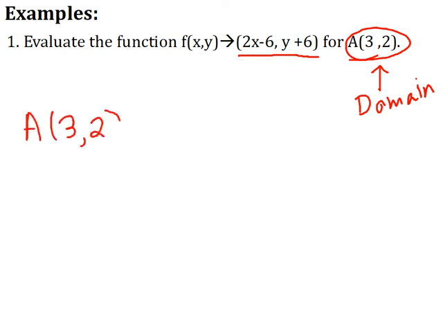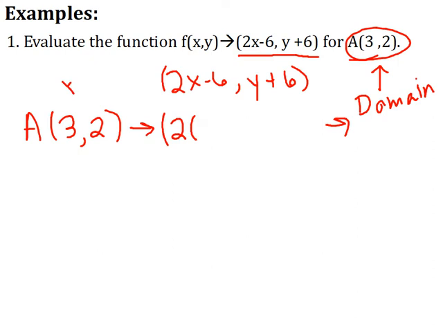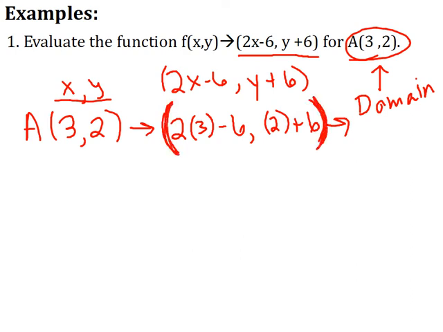We're going to take that function, 2x minus 6, and then y plus 6. We're going to get out a prime. Okay. So now remember, this is our xy. So 2 times 3, we're going to plug that in, 6. And then y is 2 plus 6. So this is our bigger point. And we get out our A prime.